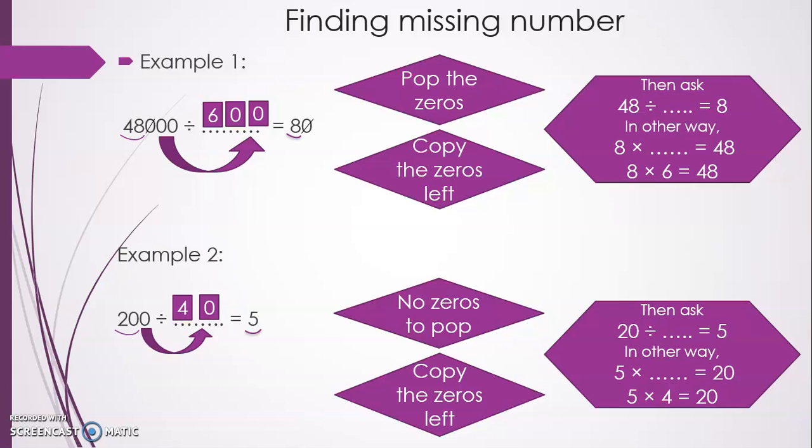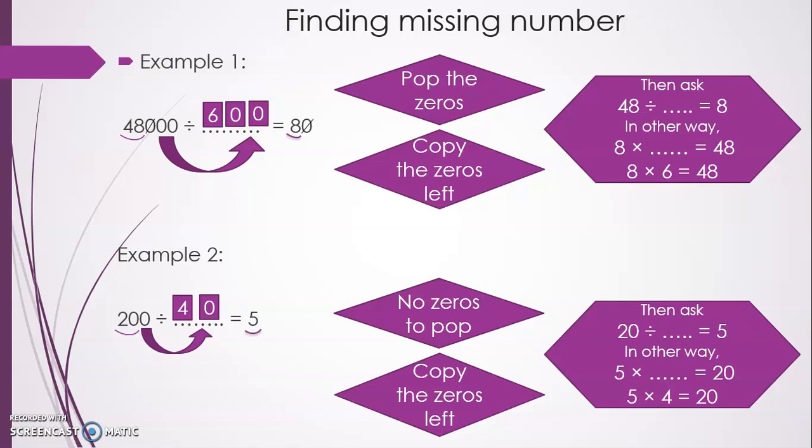Let us check if our work is correct. As for the second example, 200 divided by 40. The first step is to pop the zeros. I pop 1 zero from the first number and 1 zero from the second number. I still have 20 divided by 4. I ask myself, 4 times what gives me 20? 4 times 5 is equal to 20. Then I write 5 in the answer.